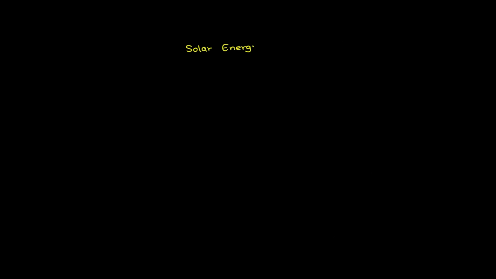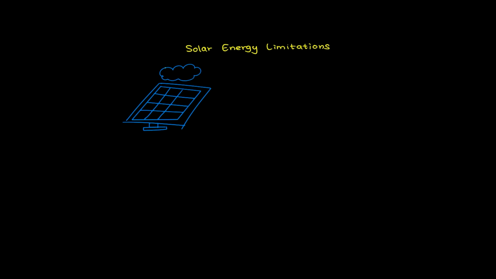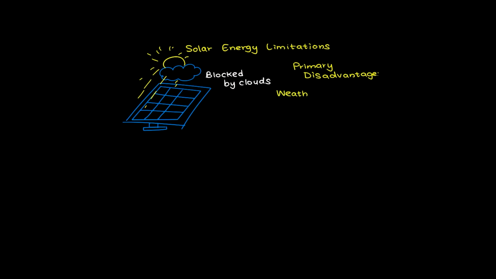Solar panels convert sunlight directly to electricity. No burning, no moving parts, no emissions during operation. Sounds perfect. But there's a catch. The sun doesn't always shine. Clouds block it. Night eliminates it. Winter reduces it. Geographic location matters. Polar regions get far less sunlight than equatorial ones. This intermittency is solar's primary disadvantage. You can't control when the sun shines, so you can't control when you generate power.